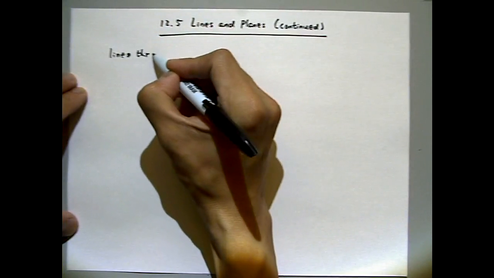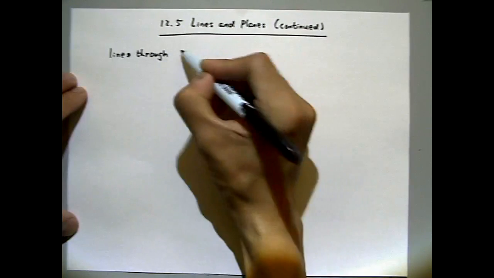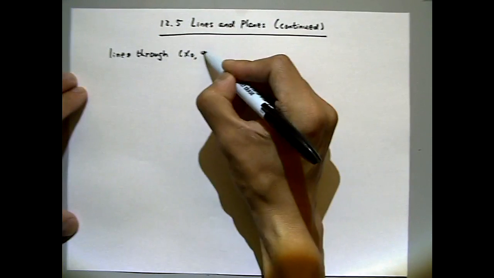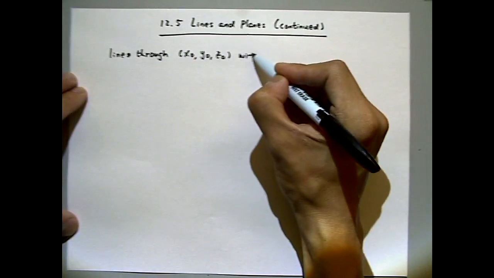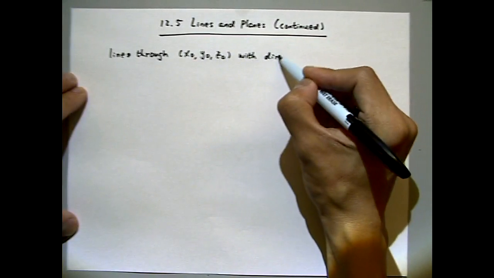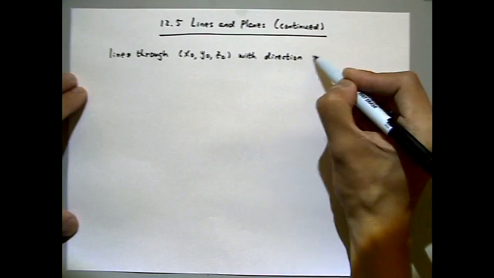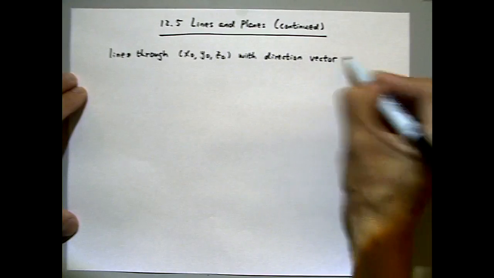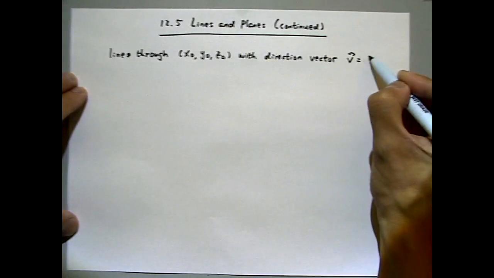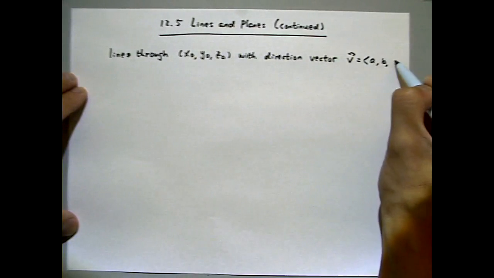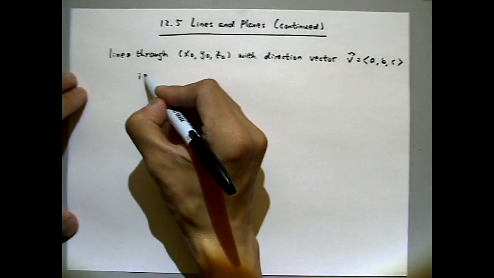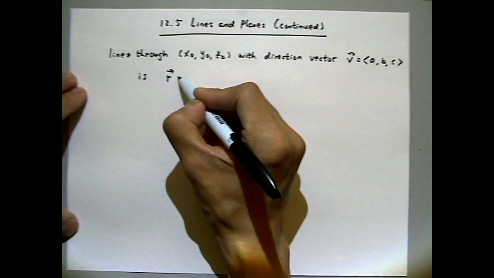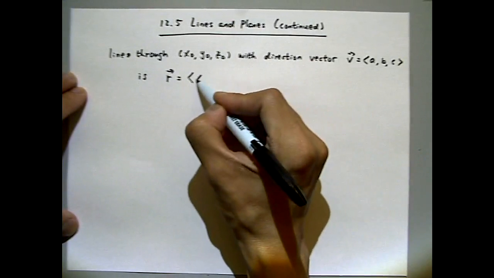Let's write it this way. Line through the point with the direction given by the vector, call that A, B, and C for simplicity, is given in the vector form.